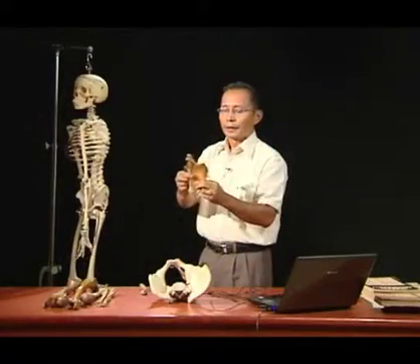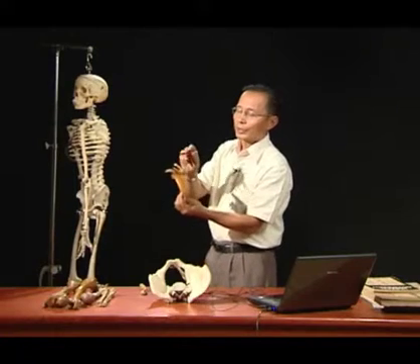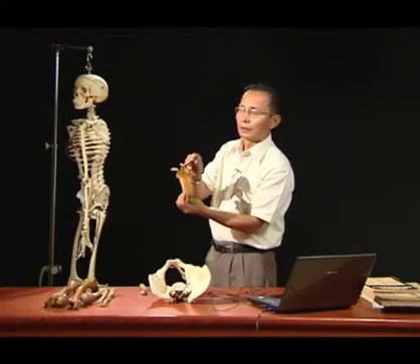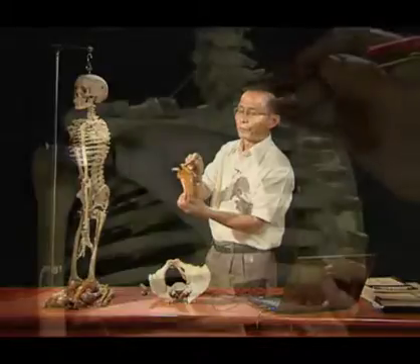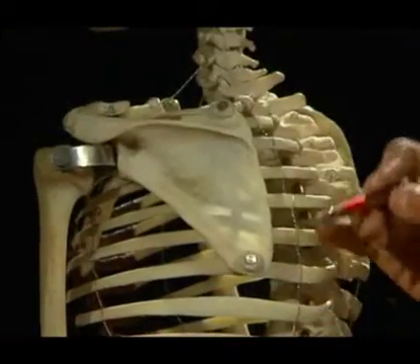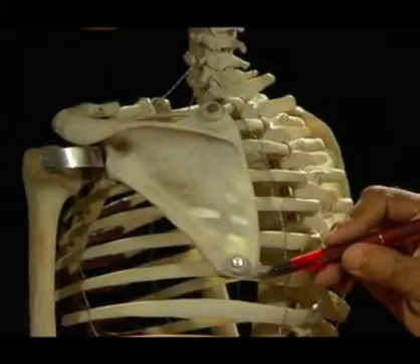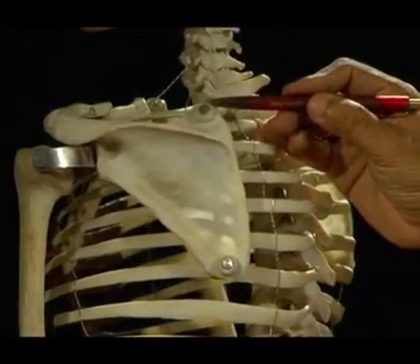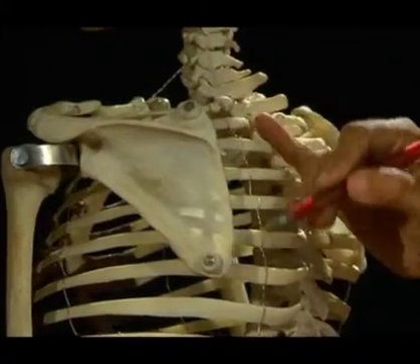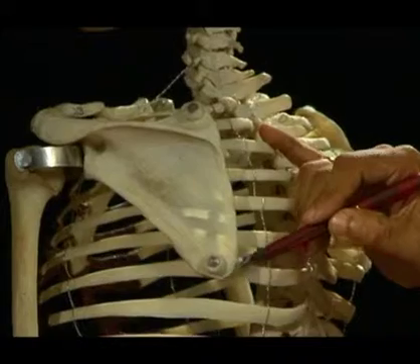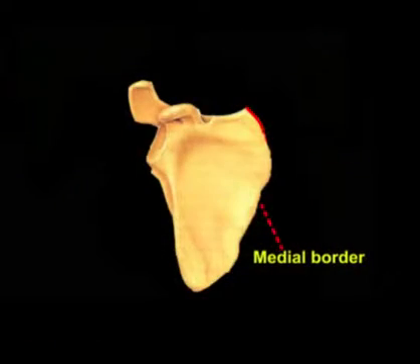And the other one which starts from this angle is called superior angle. This is inferior angle, and from this superior angle to this inferior angle there is a border, and this border we call it medial border.